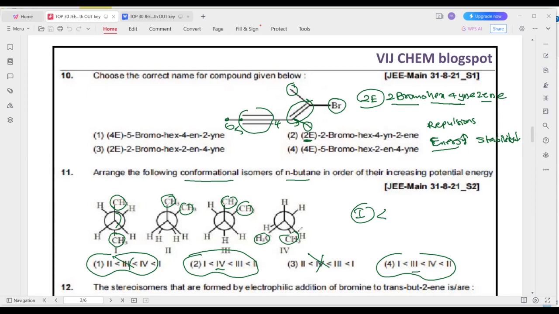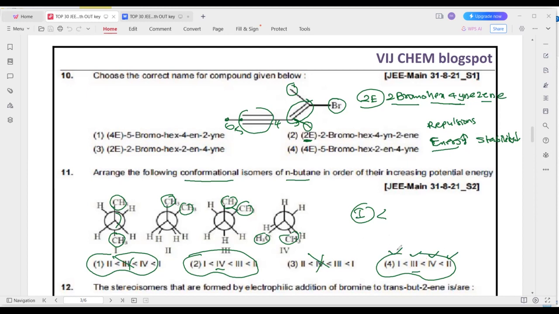In the 4, methyl and hydrogen are very nearby. Because see here, in the second, fourth and third, methyl and hydrogen are separated. And the gap between them is at least 60 degrees. Here it is less than 60 degrees. Therefore, after that maximum repulsions are found, so 1 less than 3. Then coming to the 4. Then coming to the 2. 1 less than 3 less than 4 less than 2.